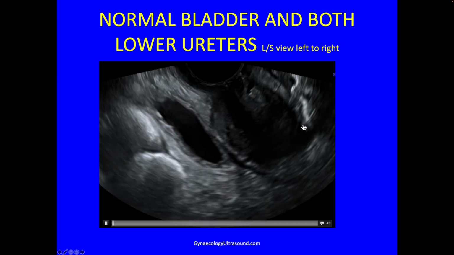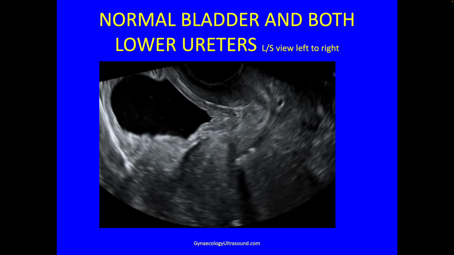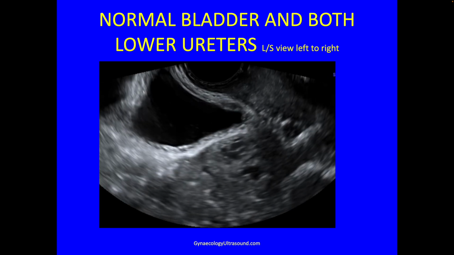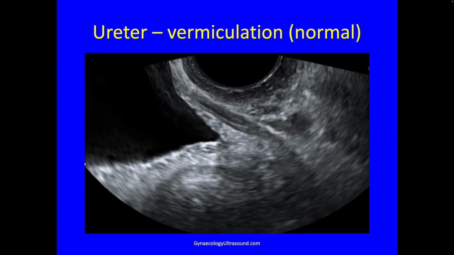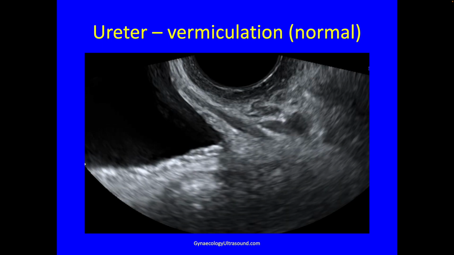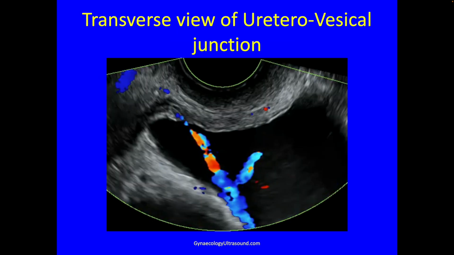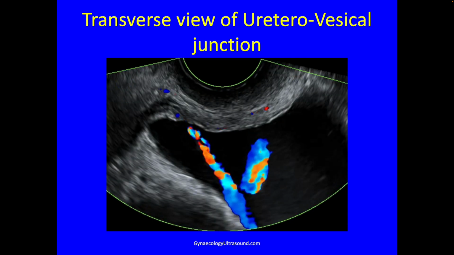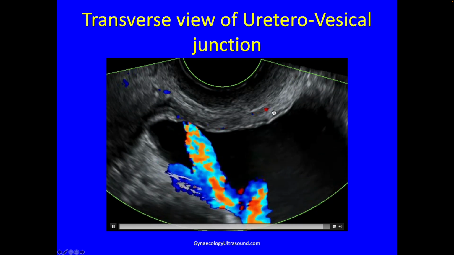And if you rotate your probe medially a little bit as you are going across in the longitudinal plane, you'll be able to demonstrate both ureters. You have to be medial both sides. This is how you can confirm that something really is a ureter rather than a vessel, let's say. You get vermiculation, and this is normal. This is a transverse view of the uretero-vesical junction. I've got trigone in the centre, the right ureter and the left ureter.